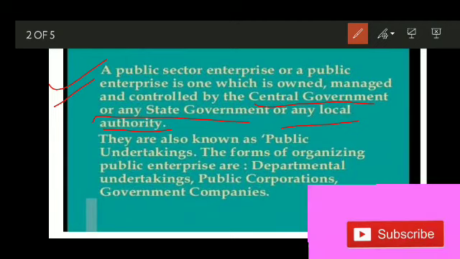Now, what are the different names for a public sector enterprise? They are also known as public undertakings. The forms of organizing public enterprise are departmental undertakings, public corporations and government companies. Whatever departmental undertakings, public corporations and government companies are there, all are referred to as public sector enterprises. In simple words, I have told you the meaning: any organization owned by the government or wherein the majority shareholding, that is 51%, more than 50%, is held by the government of that particular country, state or area. I hope it's clear.